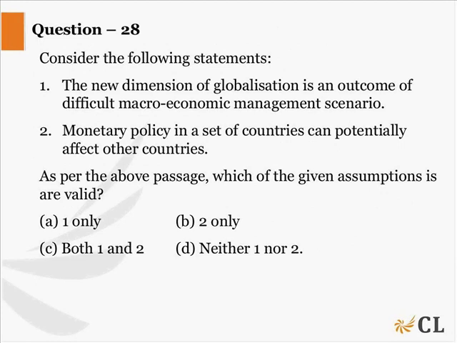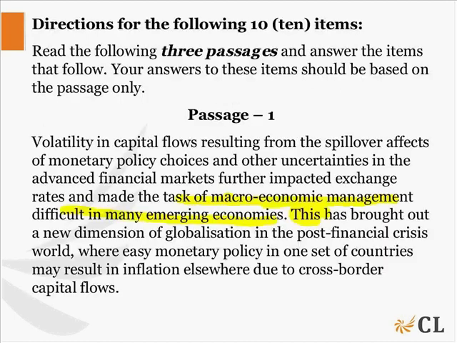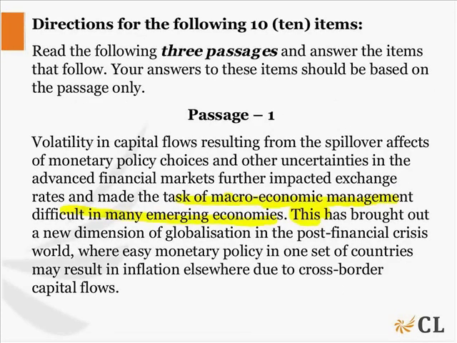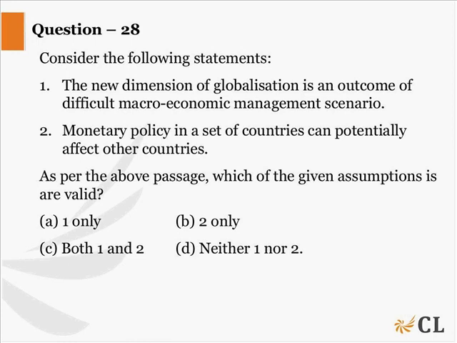Let's move to the second one, which says monetary policy in a set of countries can potentially affect other countries. Well, it's there in the last paragraph, I suppose, if I remember the passage correctly. No, just a minute. I think I was wrong there. If I read below this, easy monetary policy in one set of countries may result in inflation elsewhere due to cross-border capital flows. So something might happen someplace else. In that light, the second statement says monetary policy in a set of countries can potentially affect other countries. Yes, definitely it can. So my answer should be both 1 and 2, which is Charlie. So the answer for 28 is Charlie.